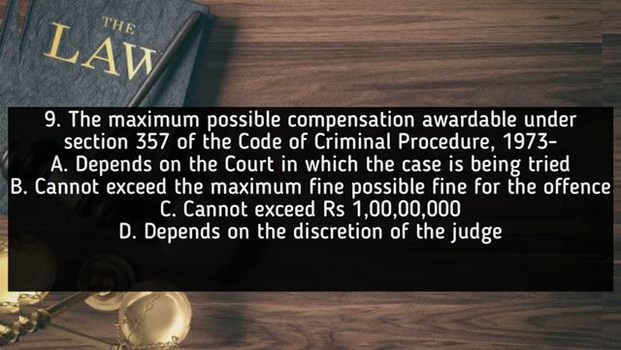Question 9. The maximum possible compensation award under section 357 of the Code of Criminal Procedure 1973 is: option A, depends on the court in which the case is being tried. Option B, cannot exceed the maximum possible fine for the offence. Option C, cannot exceed rupees 1 crore, and option D, depends on the discretion of the judge. The answer is D, depends on the discretion of the judge.